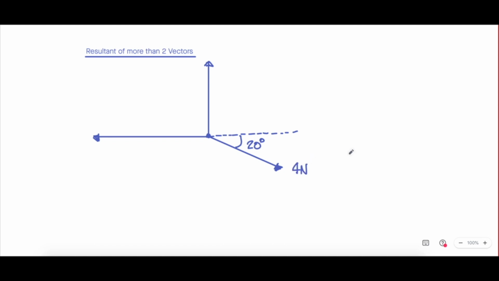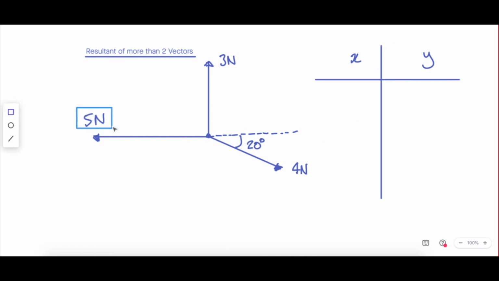Let's say it's got a force of 4 newtons. This one has a force of 3 newtons, and this one has a force of 5 newtons. And we want to work out the resultant of all 3 of these forces. So the best way to do this is to look at the horizontal and the vertical components of each one separately. So let's start off with the 5 Newton one.